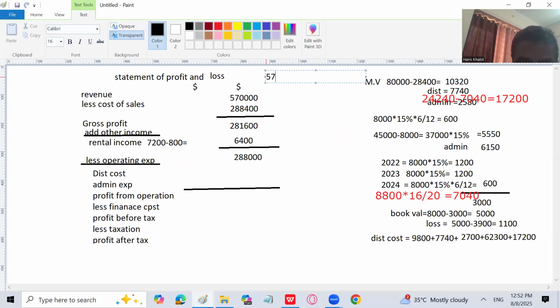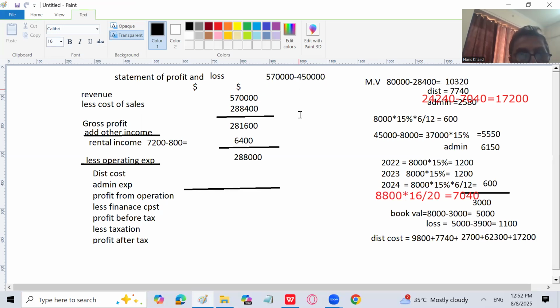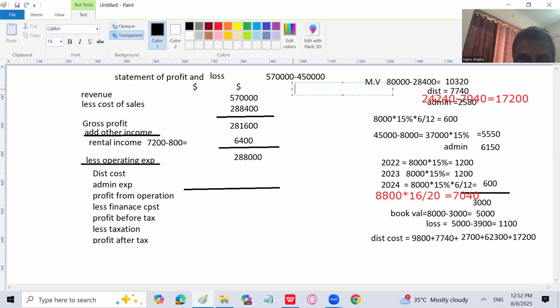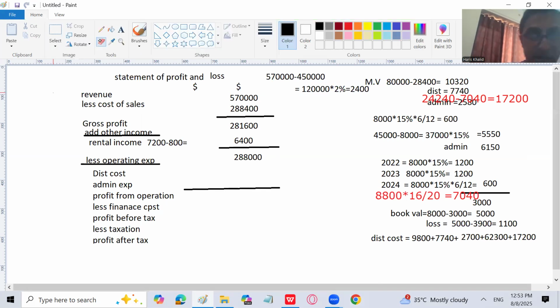5,70,000 minus 4,50,000, that is going to be how much? 1,20,000. And on that, 2% we have to pay as bonus. Let me calculate it on the calculator also, so that we should not make any kind of mistake. 1,20,000 into 2%, that is 2,400. So 2,400 is the sales staff accrued salaries and wages, also treated as bonus.